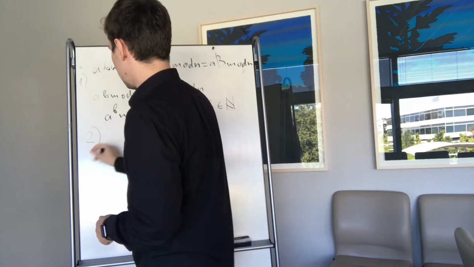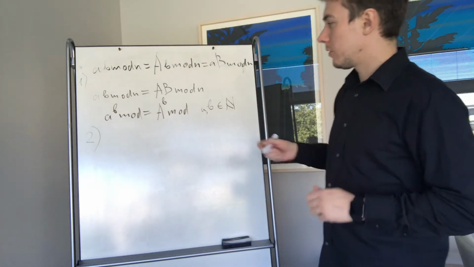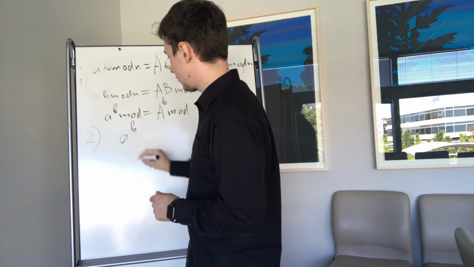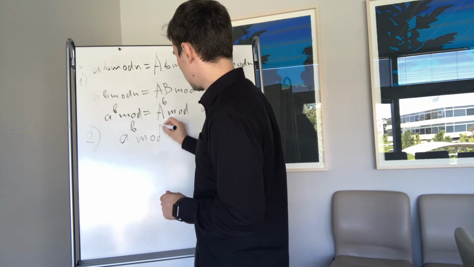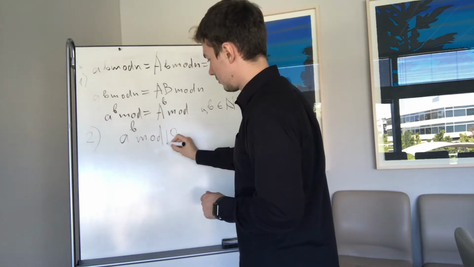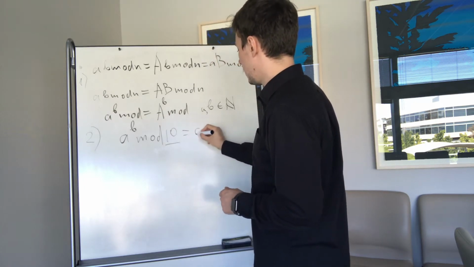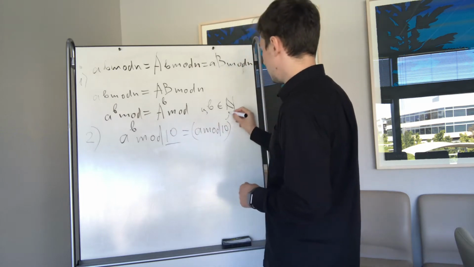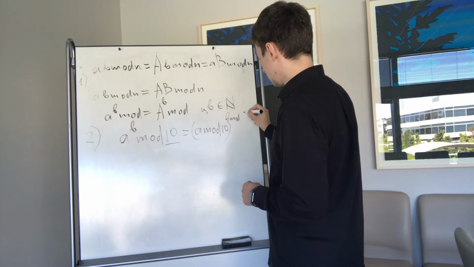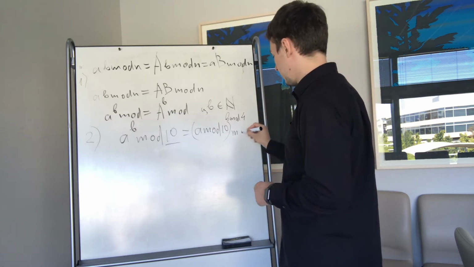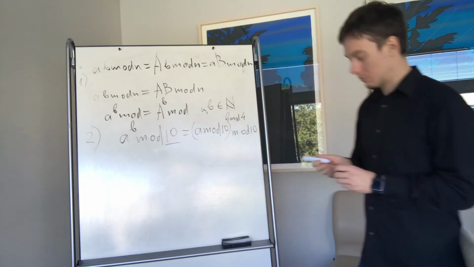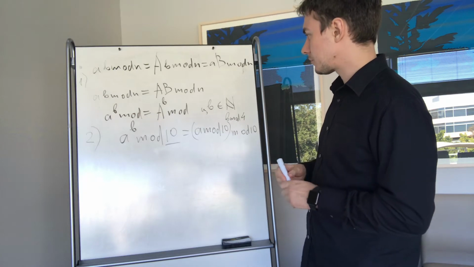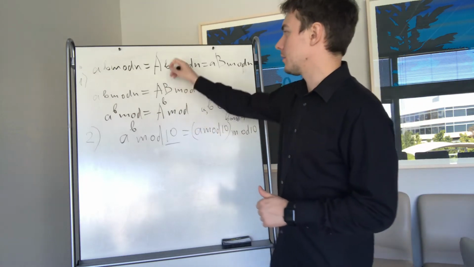And the second, I would like to prove that a power b mod 10 equals (a mod 10) power (b mod 4) mod 10. This is not really obvious, but we can prove this if we use these formulas.